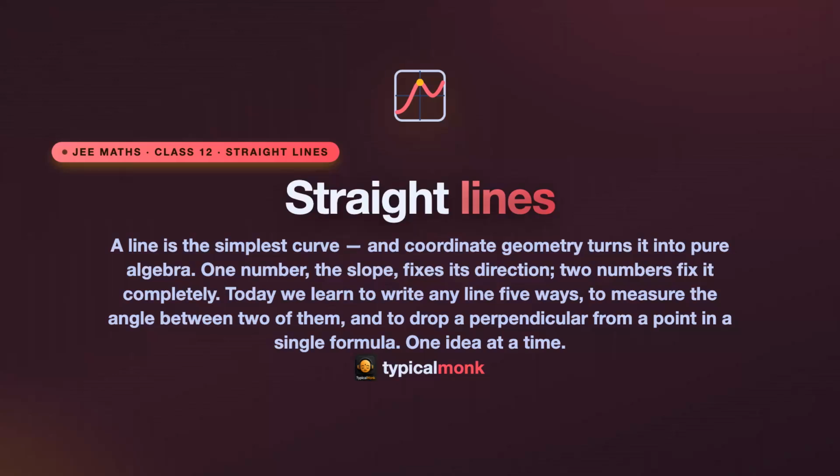Today we learn to write any line 5 different ways, to measure the angle between two of them from their slopes alone, and to drop a perpendicular from a point in one clean formula, one idea at a time.